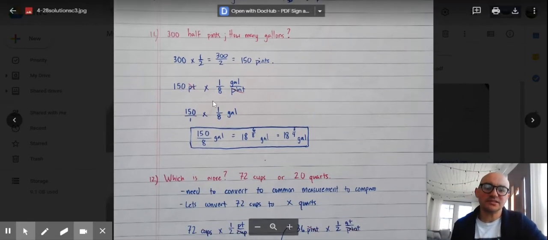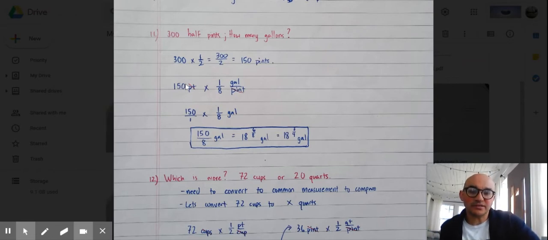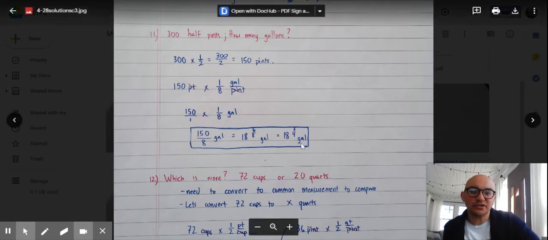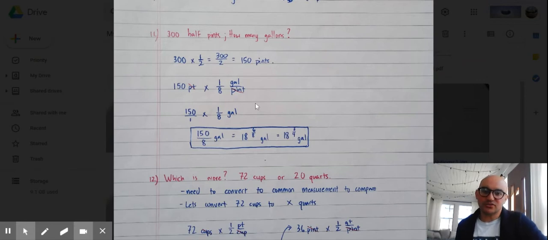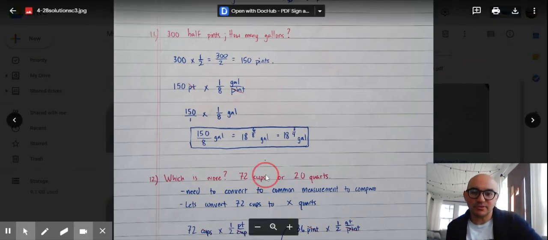Okay, so 150 pints times 1/8 of a gallon per pint. Pints cancel one another out. I'm left with 150 times 1/8, which gives me 150 over 8, which can simplify to 18 6/8, which can further simplify. Final step here, 6/8 can be simplified to 3/4. So 18 3/4 of a gallon. So 18 3/4 of a gallon is the same thing as 300 half pints. Okay, so again, same amount of milk total, just 2 different ways of representing it, 2 different kinds of measurements.